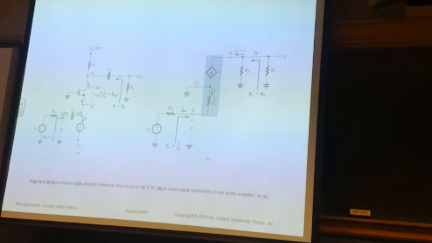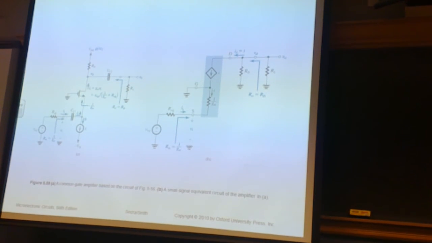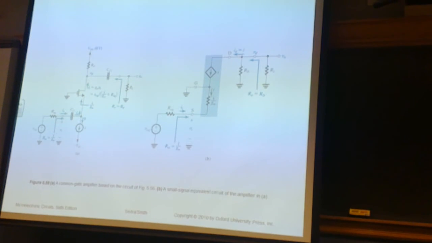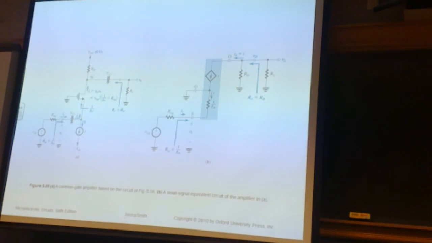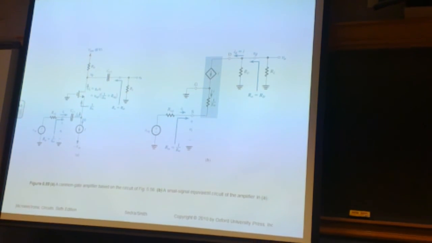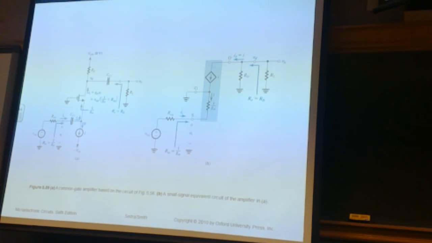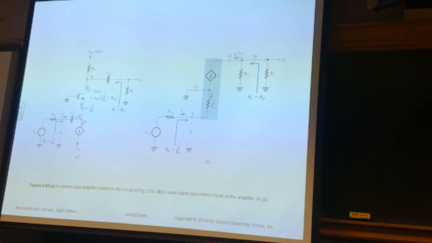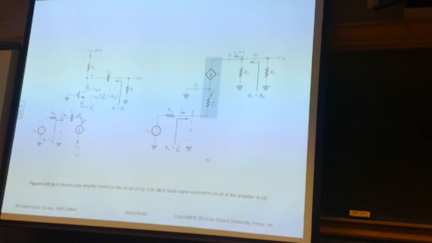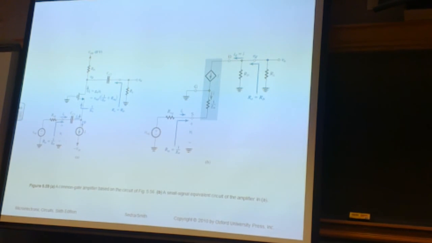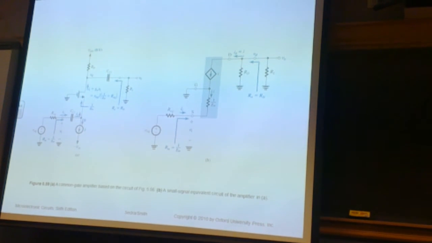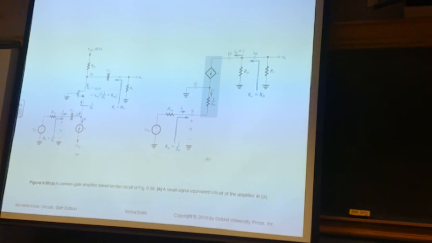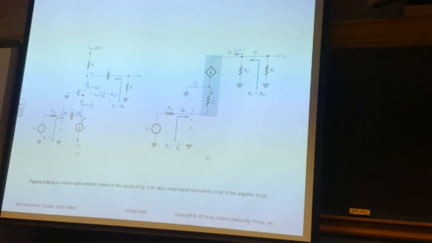For RD in parallel with RL, I call it R out. 0 minus V out divided by R out is I. And for 1 over GM, 0 minus VI divided by 1 over GM is I. Just equate the two equations, and you get GM times RD in parallel with RL, which is GM times R out, right?